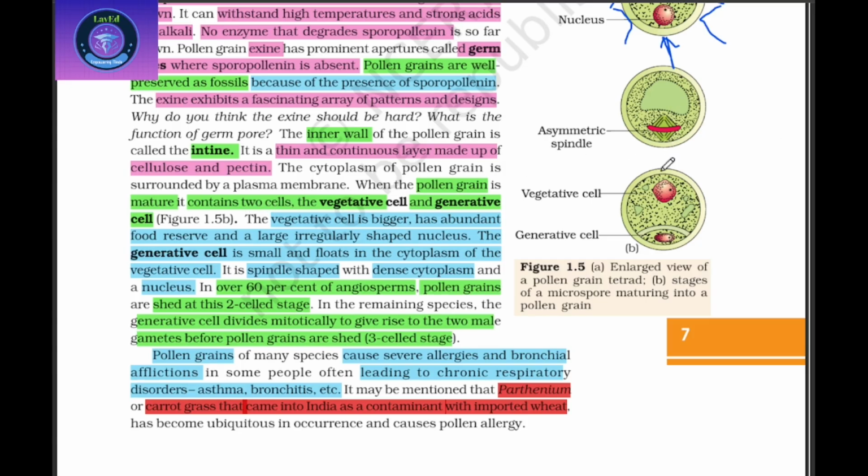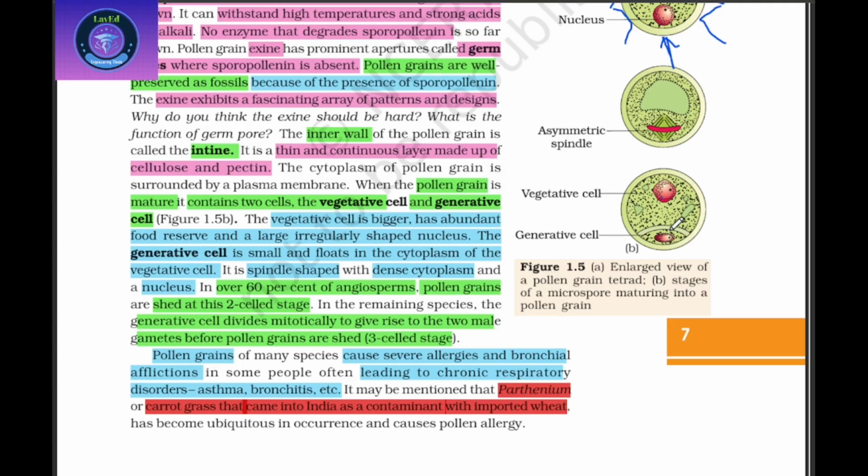Now the cells come. Look, this is the vegetative cell, this part. And this is the generative cell. Clear? The vegetative cell is generally bigger in size because its primary function is to provide nutrition. Hence it has an irregularly shaped large nucleus, and it is mainly used for reserve food material. So the vegetative cell is bigger, has abundant food reserve, and a large irregularly shaped nucleus.